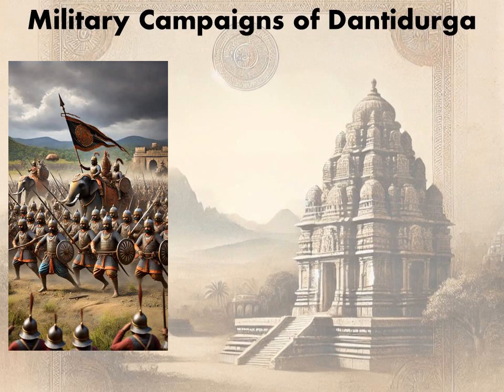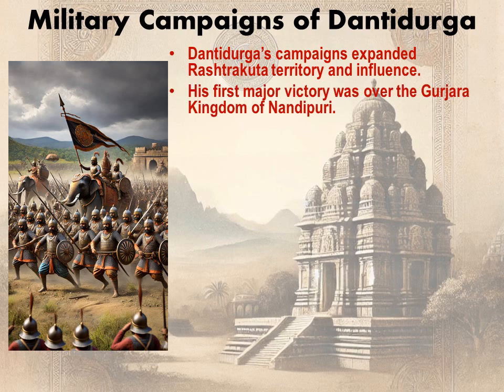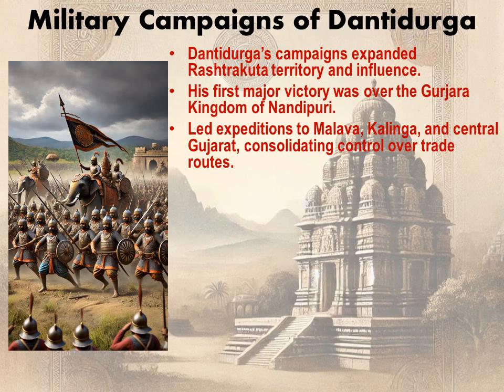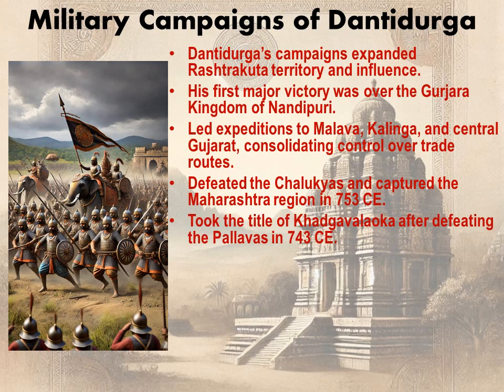Military campaigns of Danti Durga. Danti Durga's campaigns expanded Rashtrakuta territory and influence. His first major victory was over the Gujjara kingdom of Nandipuri. Led expeditions to Malava, Kalinga, and central Gujarat, consolidating control over the trade routes. Defeated the Chalukyas and captured the Maharashtra region in 753 CE. Took the title of Khadgavaloka after defeating the Pallavas in 743 CE.